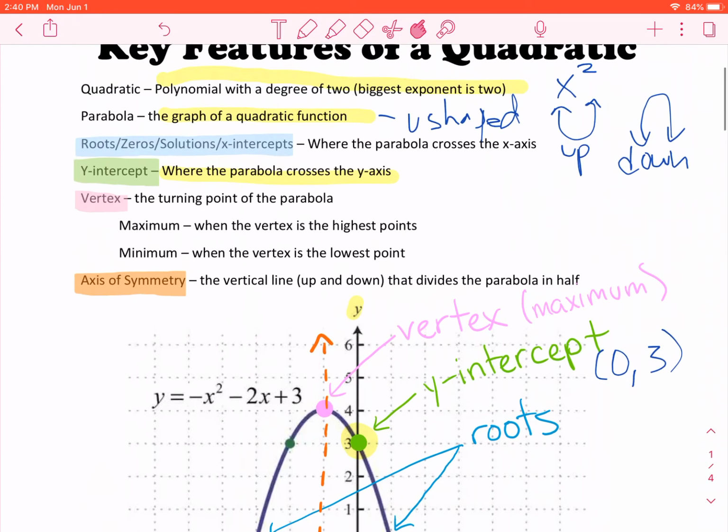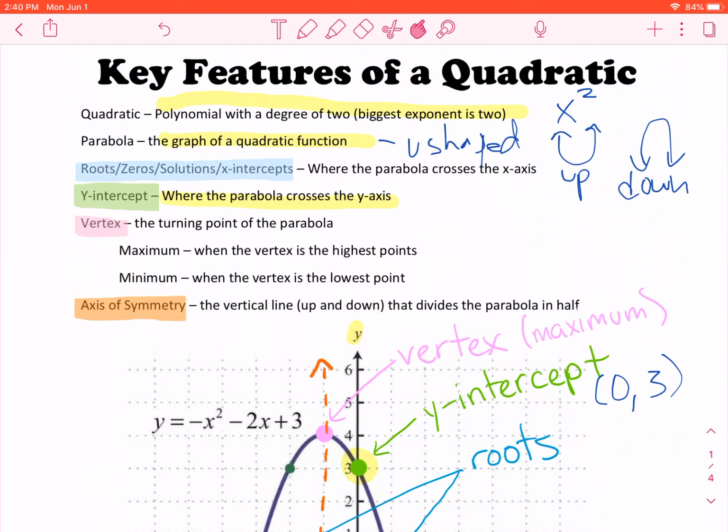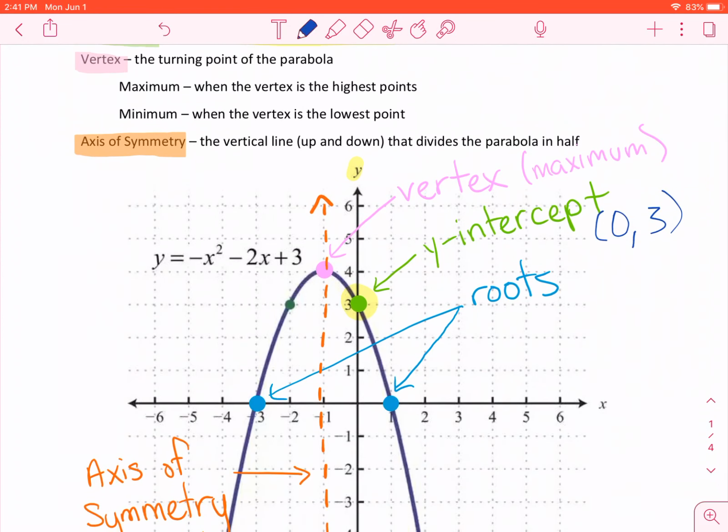You also might be familiar with x-intercepts. X-intercepts have actually a couple of different names. They can be called roots, they can be called zeros, they can be called solutions. So depending on what your textbook or your assignment may say, any of those words or terms are suitable, and they refer to where the graph crosses the x-axis.